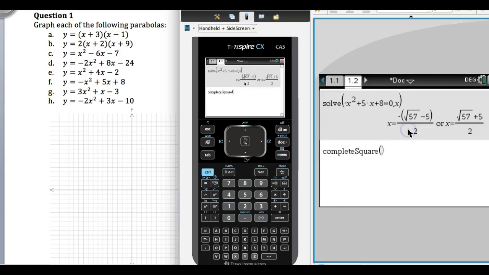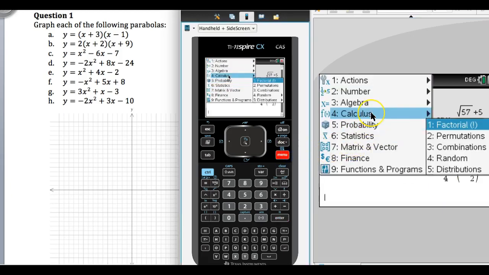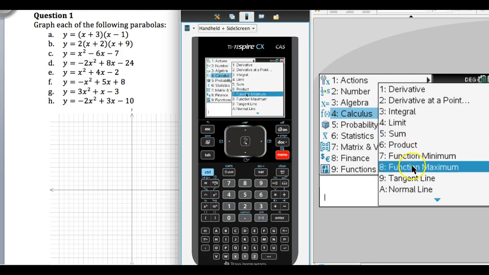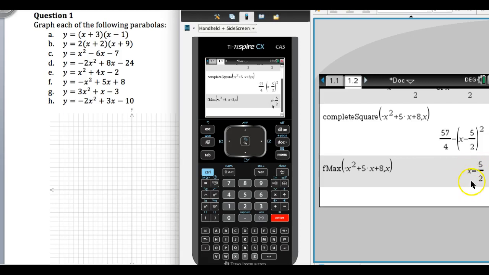You can complete the square if you wanted to. So I'm just going to go back and highlight this and go copy. Okay, so you can complete the square that way, and I can see that the turning point is at 5 over 2, 57 over 4. Or you can do calculus function maximum, but that'll only give you the x coordinate. So completing the square will give you both of them.